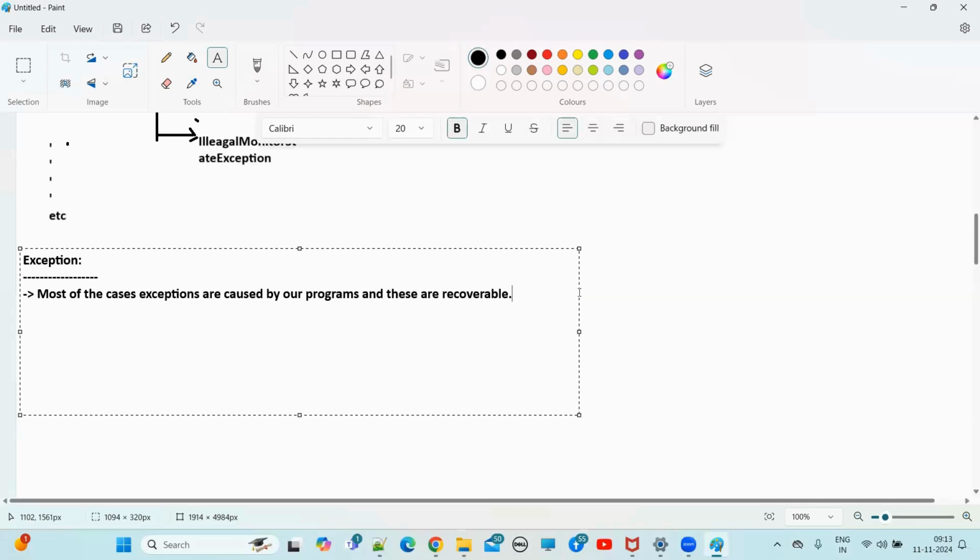These are recoverable or not? So exceptions are what, guys? Recoverable. Come on, is this point clear to everyone? Okay. So in most cases exceptions are caused by our program and these are recoverable. Okay, clear? Fine.